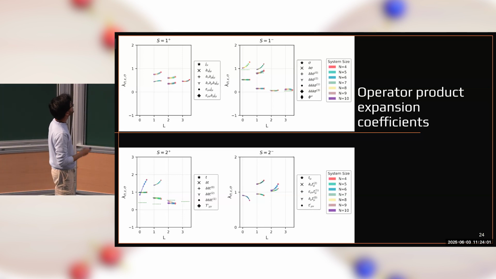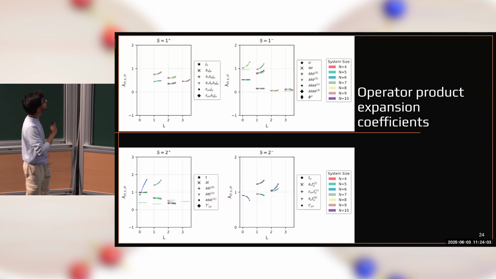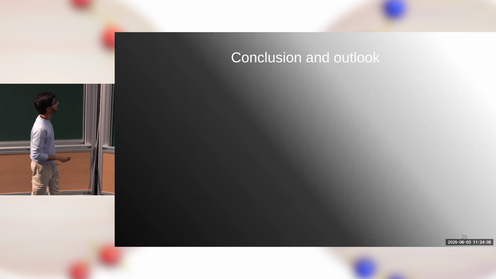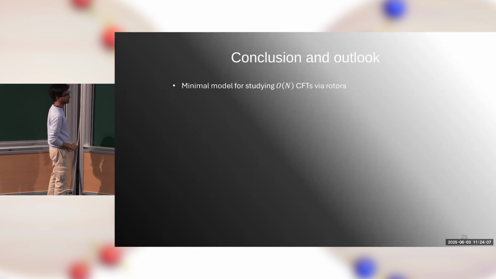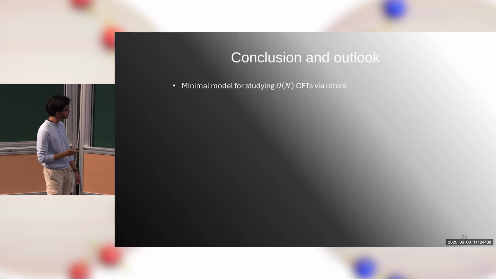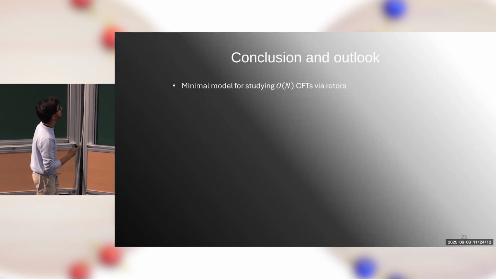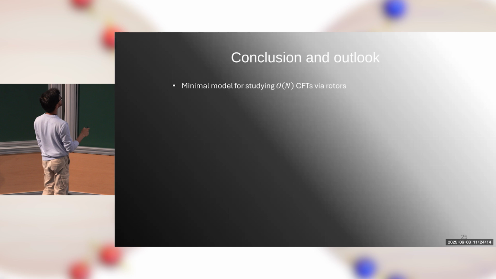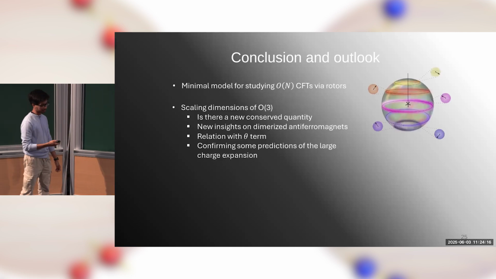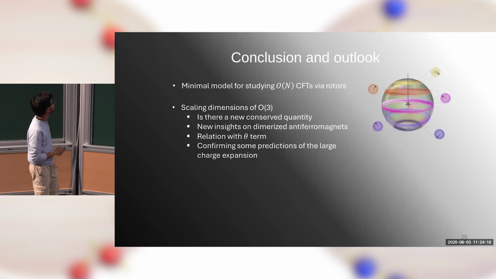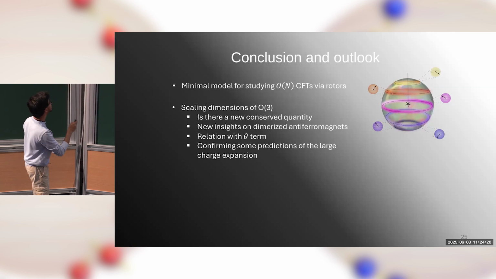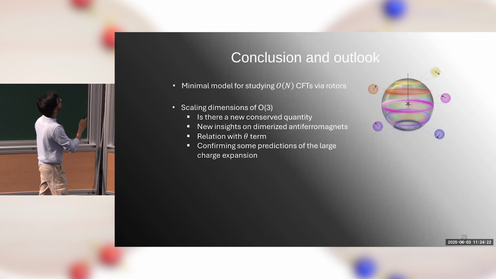And with that, let me summarize and give a brief outlook. So we give a minimal model for studying O(N) CFTs via rotors. So any n, it should be possible. In particular, I showed you the results for scaling dimensions of O(3). There are some lingering questions. So is there a new conserved quantity? Probably no, probably yes, I don't know. It may be just weakly broken.